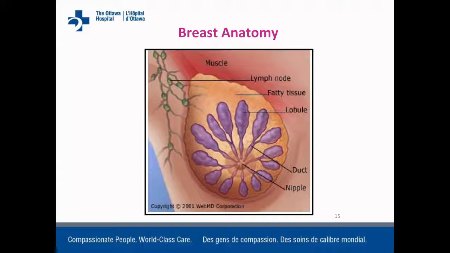Remarkably, breast tissue does go up that high, and although we don't see many lumps as high as just under the collarbone, we do in fact see them. And so you want to be sure that you start at the top under the collarbone.